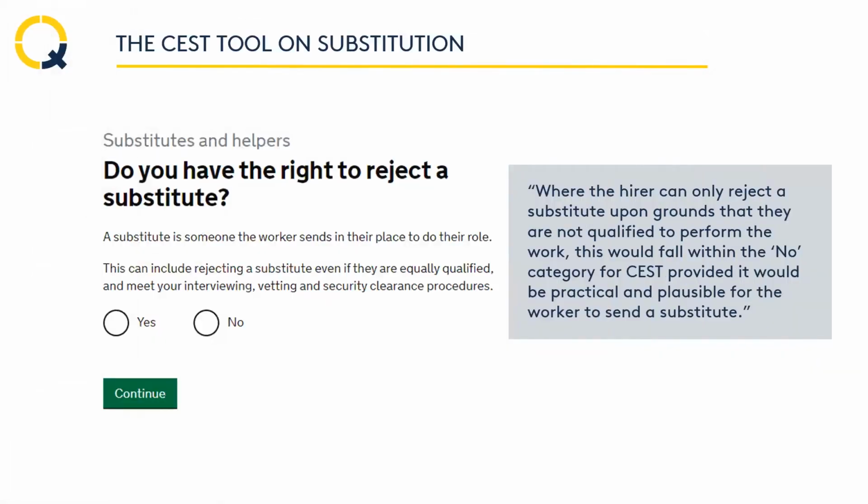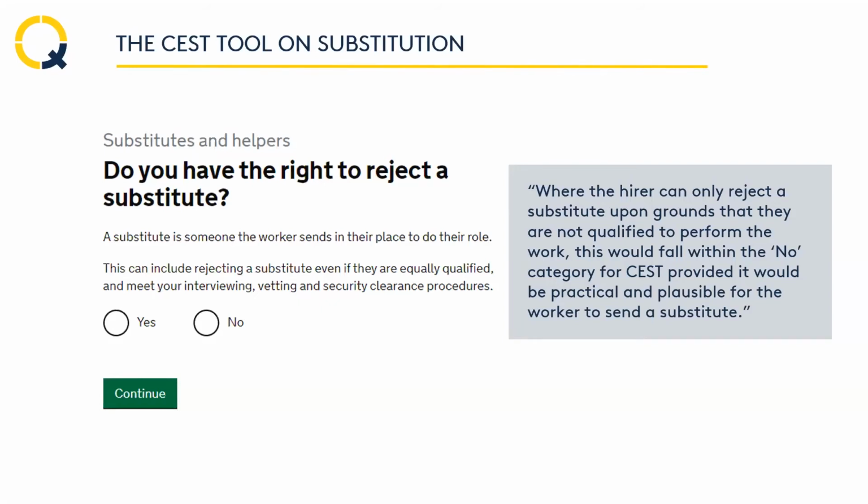The key question on CEST, however, asks whether the engager has the right to reject a substitute with a binary yes or no answer, rather than if the worker has the right to provide one. A crucial difference is, in most cases, an engager will always have the right to reject, because even if there is a substitution clause, ultimately the engager can reject a substitute worker if that worker wasn't suitably skilled and qualified.